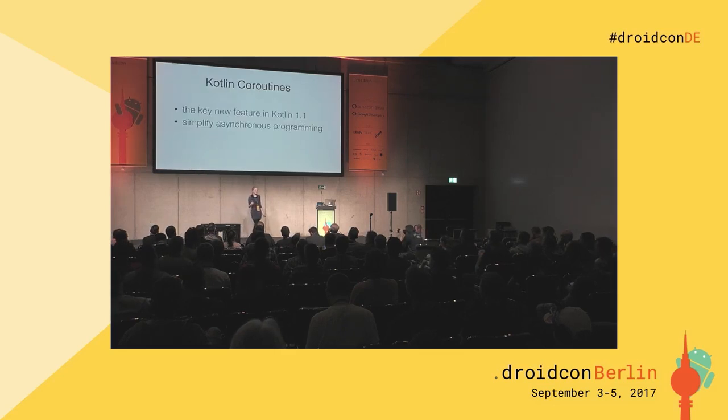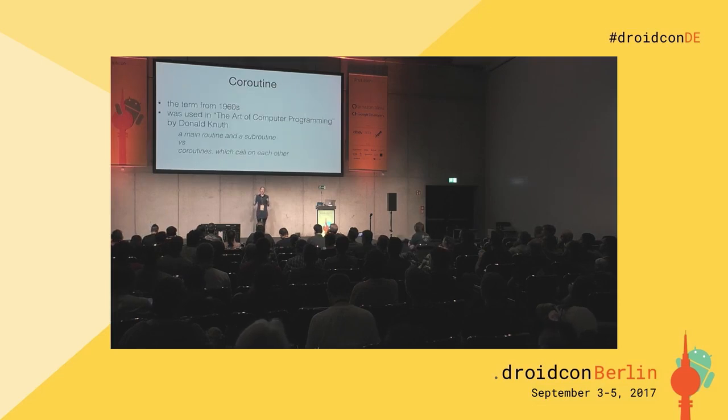Coroutines are the key new feature introduced in the latest version of Kotlin, release 1.1. Its goal is to simplify asynchronous programming. It's important that we didn't invent it. The Kotlin team didn't invent this concept of coroutines. The concept has existed for quite a while already.